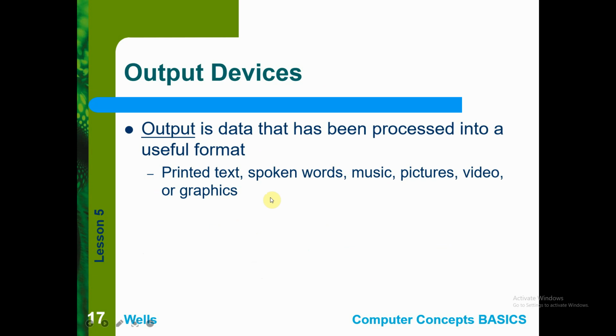So for output devices, output by its basic definition is data processed into a user format. These are examples of output: printed text, our printouts, pictures, music, display pictures, spoken words, video, and graphics.